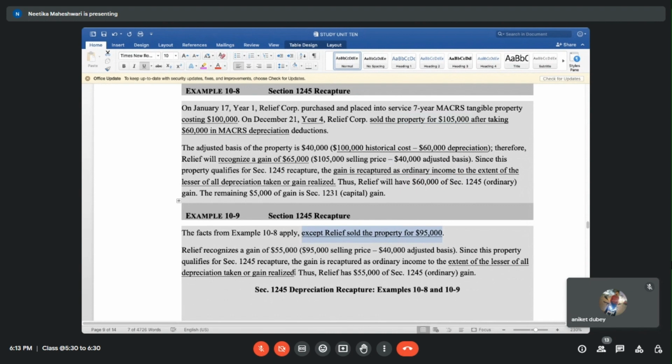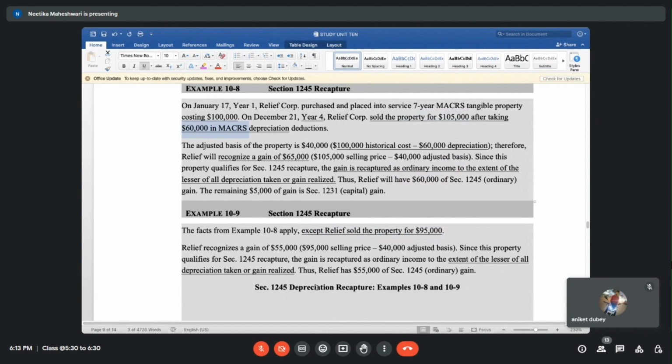Since the property qualifies for Section 1245 recapture, the gain is recaptured as ordinary income to the extent of the lesser of the depreciation taken or gain realized. So depreciation taken is 60,000 and gain realized is less than that. So the whole amount will be ordinary gain under Section 1245. That is 55,000. So there is no capital gain here at all. All profits will go as regular income.